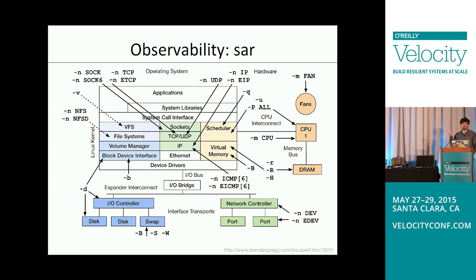I could do a similar diagram for dstat, I can do a similar diagram for collectl. They're all tools in a similar space. sar even has fan statistics if they're supported.